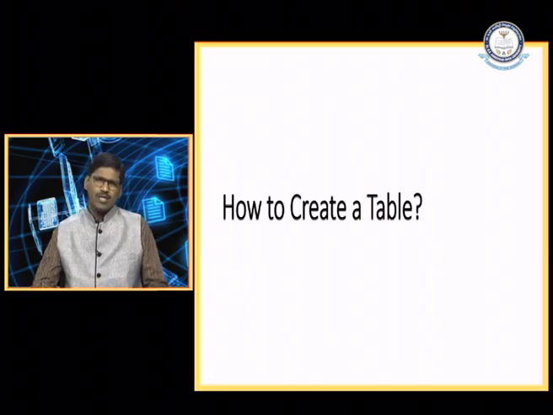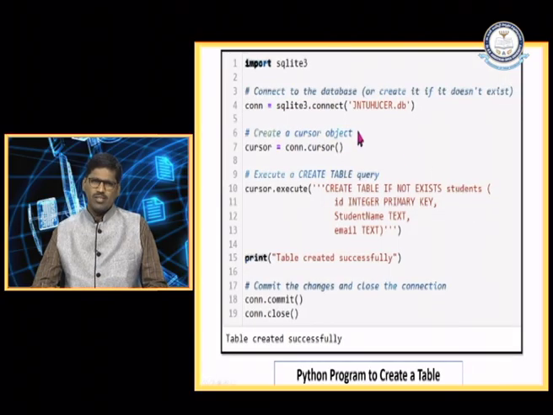Then how to create the table. See the code which is useful to create the table. As I said already, we need to follow a systematic approach. First you need to create the connection object, then create the cursor object, then only you can execute the queries. Now see that importing sqlite3 and creating the connection with your database name, already I covered that, and creating the cursor object, we covered that too.